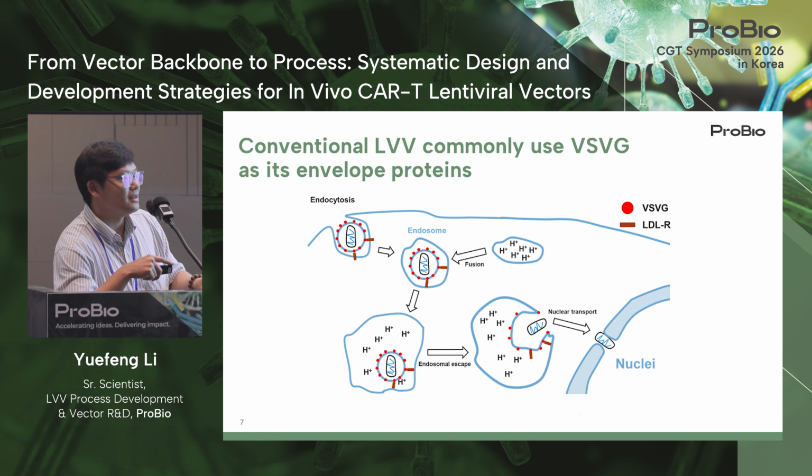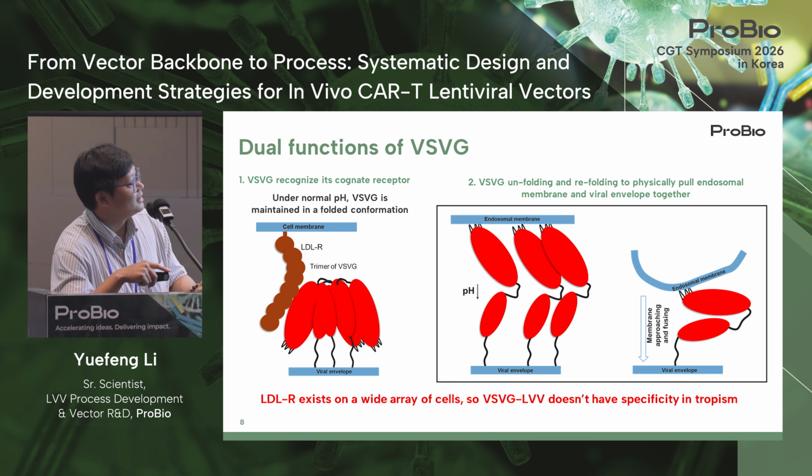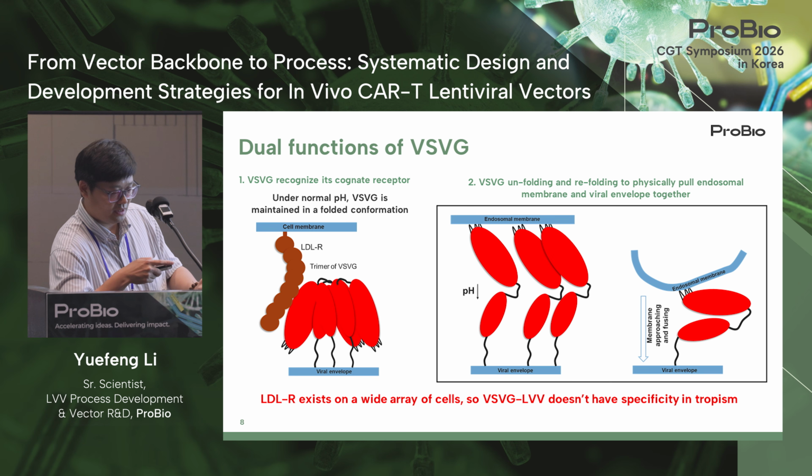So as we can see here, the VSVG is actually doing two jobs. One is recognizing the receptor on the host cell. Another job is to mediate the endosomal escape, which is actually the infection of the virus. This is how VSVG is mediating the infection. The first picture here on the left shows that VSVG trimers can bind LDLR on the host cells. This is when the pH is still normal, which is neutral pH.